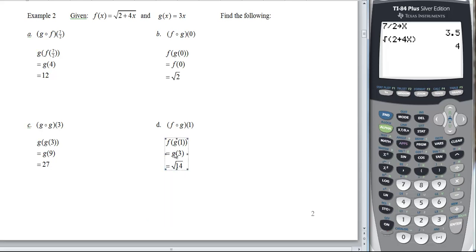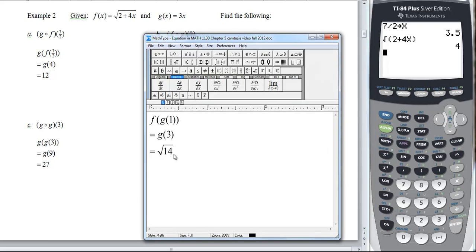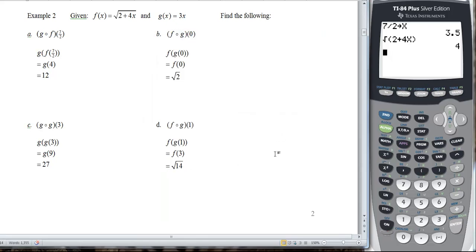Here, I know. Let me change this real quick. You'll see what I do, because that's not right. Yay, much better. Okay? And that's it for composition of functions.